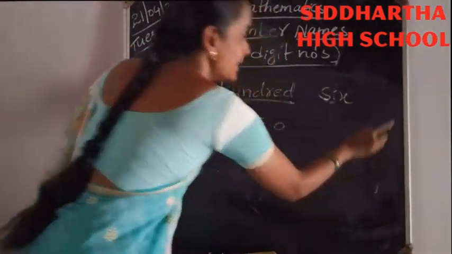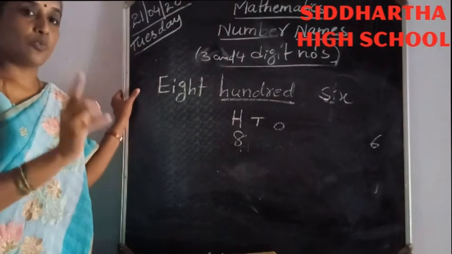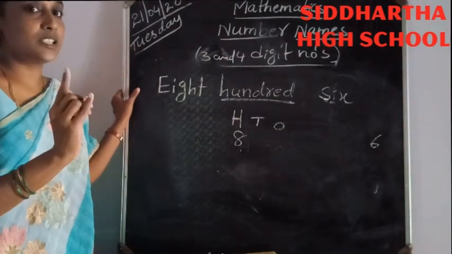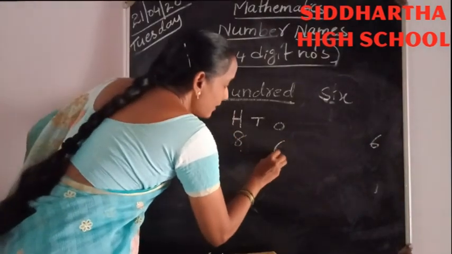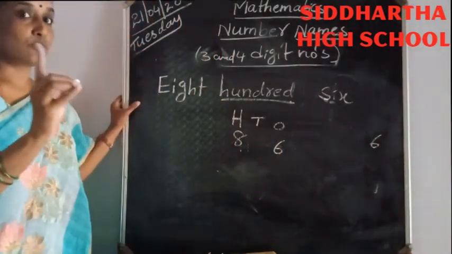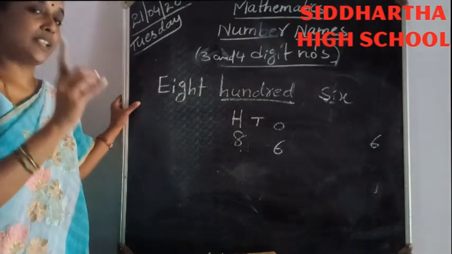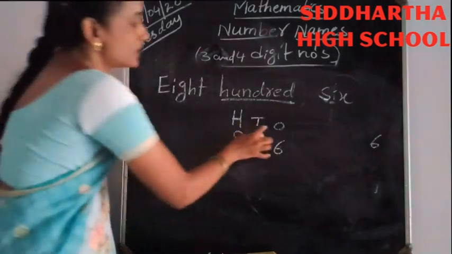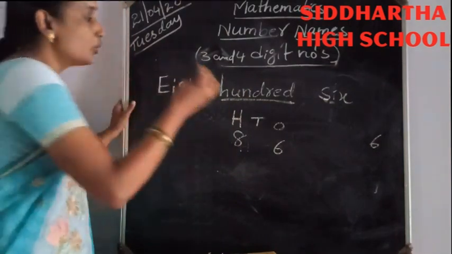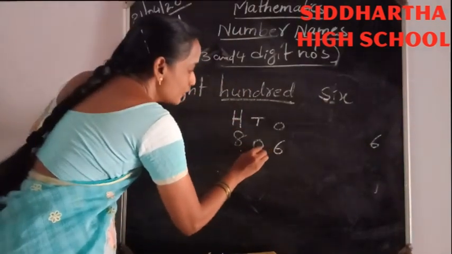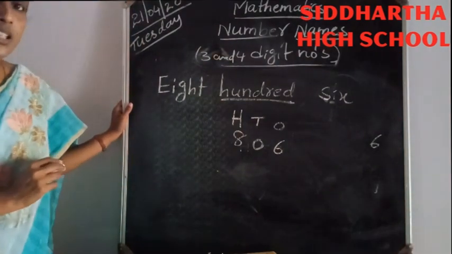6 is only a single digit. When you get only a single digit, write it in the ones place. A single digit has only one place, no? So write it in the ones place. In the tens place you don't have any number, so you can put a 0.